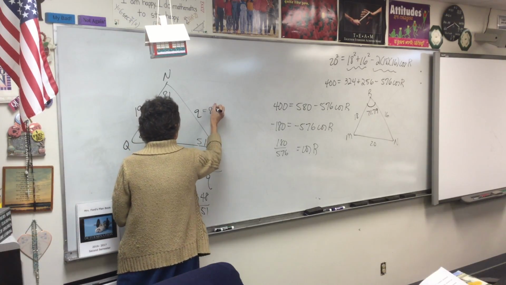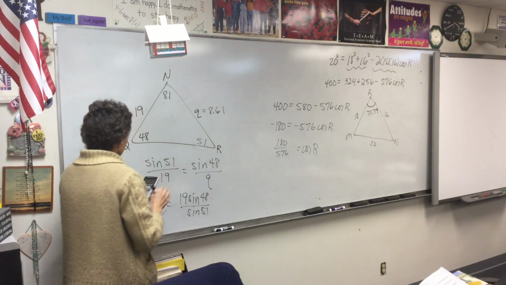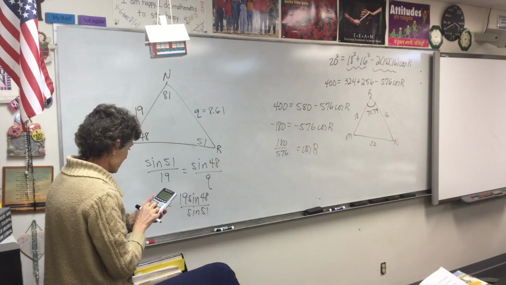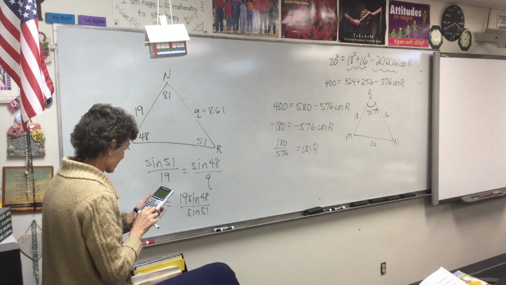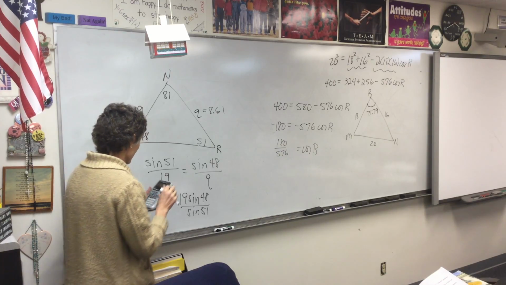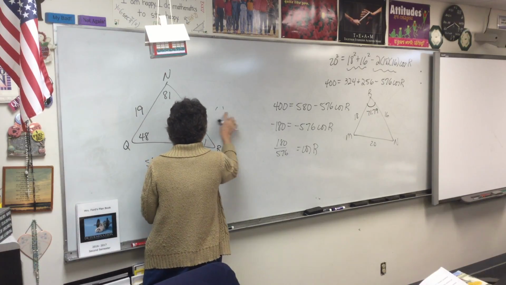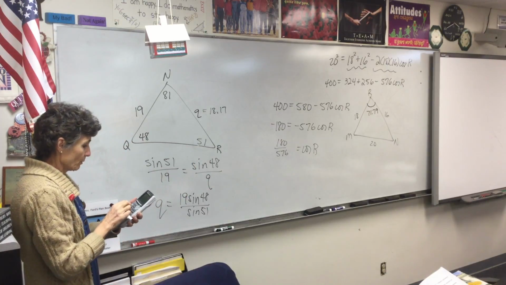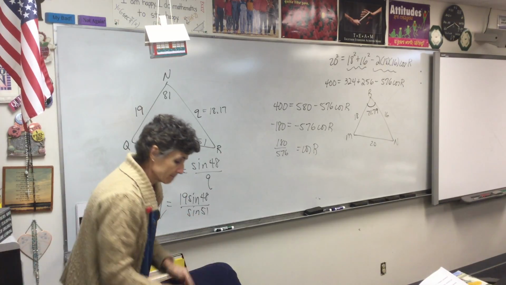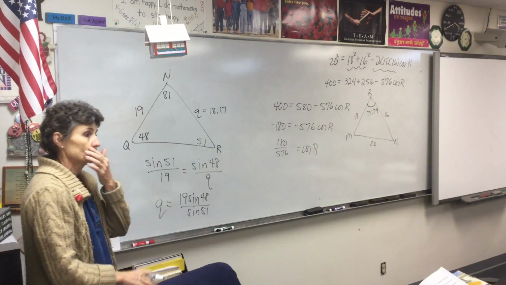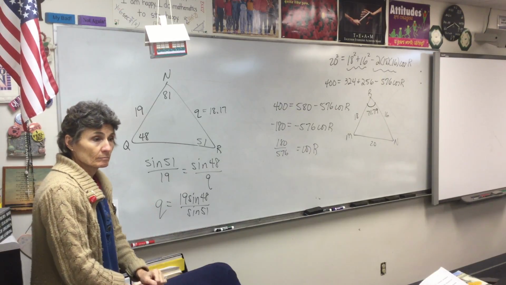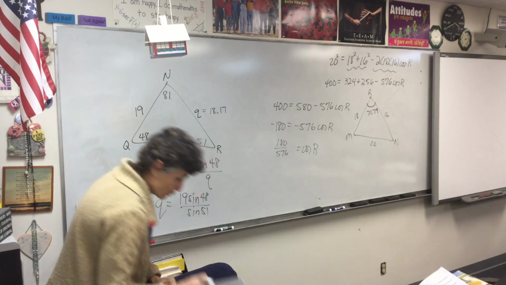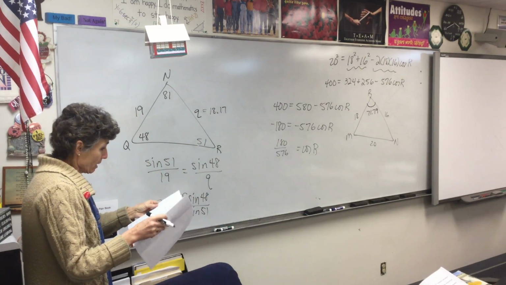Point 61. Oh, that seems awfully low. Let me try that again. Oh, it's 19. That's not right. I hit 9. 18.17. Is that better? 18.17. Okay. All right, so Prequest number 2 is done.